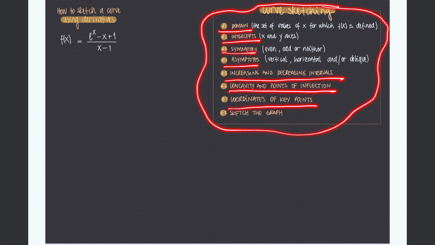The algorithm or the step-by-step process is laid out over here. We're going to start with the domain, then intercepts, symmetry, asymptotes, find increasing and decreasing intervals, then concavity, coordinates of key points, which are the points that we found in the previous items, such as x-intercepts, y-intercepts, points of inflection, maxes and mins. And lastly, we're going to sketch this curve. So starting with the domain.